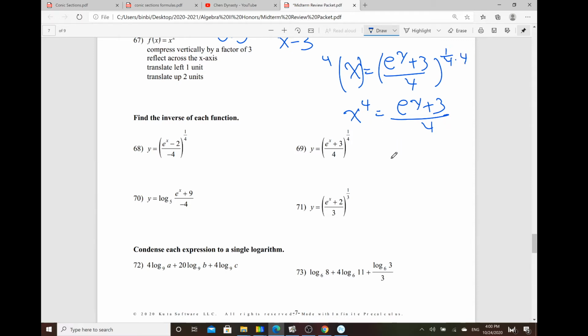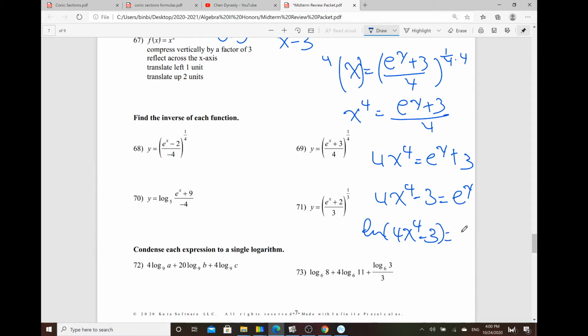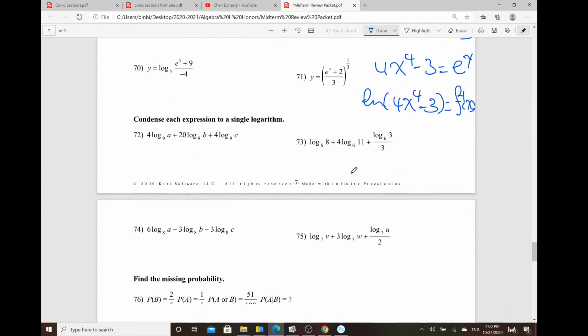And then from here, cross multiply, which is multiplying by 4 on both sides. Subtract 3. The base is e, so we take the natural log of both sides. So natural log of 4x to the power of 4 minus 3. Natural log of e is 1, so we're just left with y, which is what? It's the inverse of f of x. And number 71 is quite similar, so try to do that.